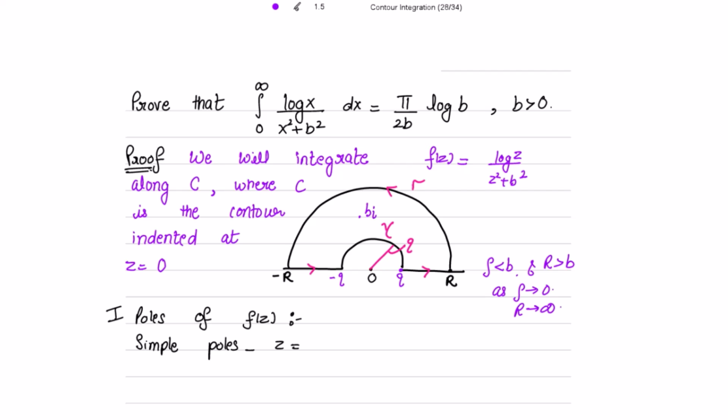And because the radius of the semicircle gamma is tending to 0, this rho is always less than b, because b is given to be strictly positive, right? And rho is tending to 0 and b is strictly greater than 0, which means rho is always less than b. And capital R, because it is tending to infinity, is very large, so this is greater than b, right? Okay, so the poles of f(z) we have just now calculated. The simple pole z equal to b iota only lies inside the contour.